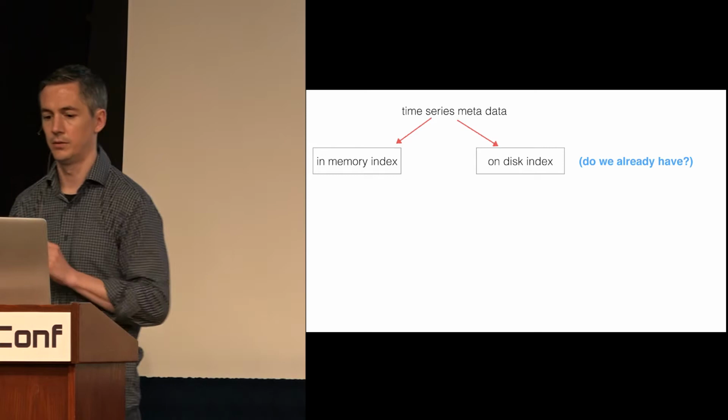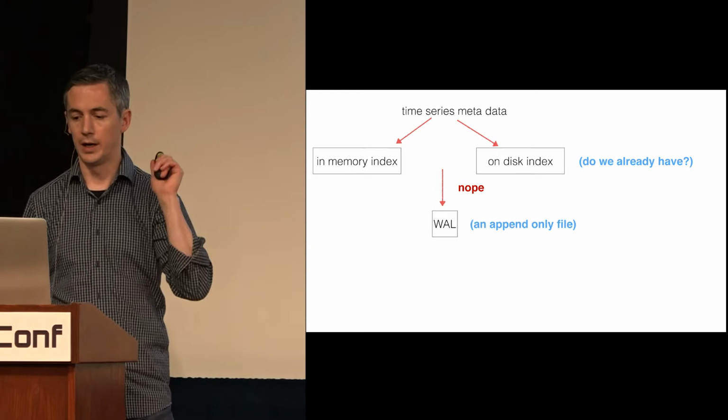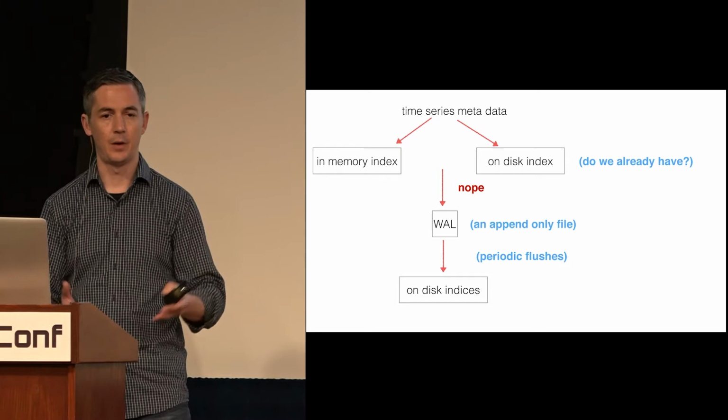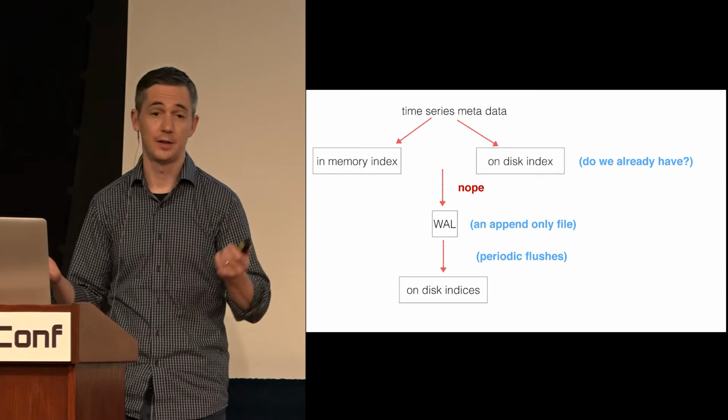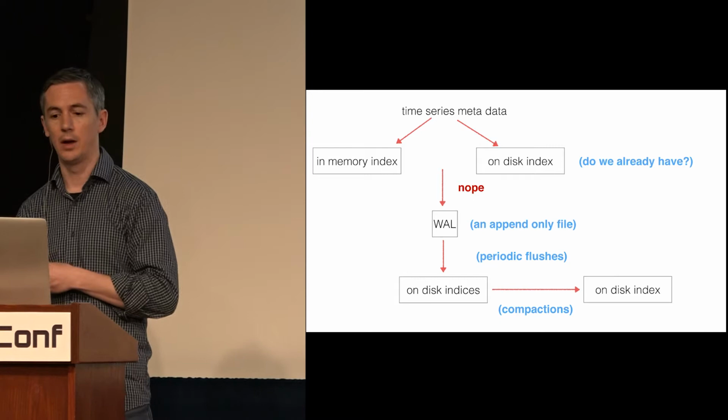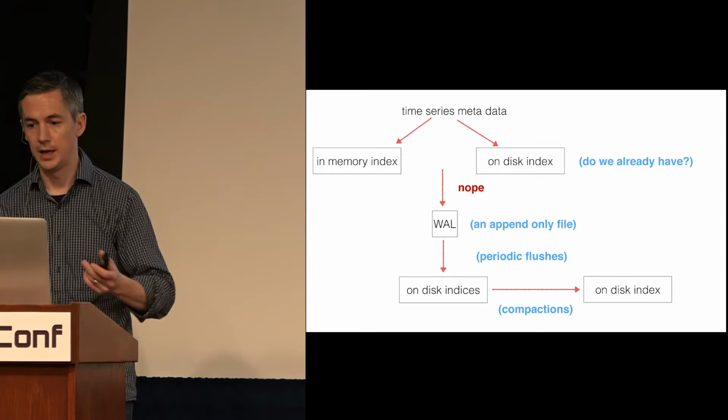But if we don't have it, then we need to write it to a write-ahead log, an append-only file, and write it to an in-memory index, and then periodically that WAL will get flushed out to disk. So this is very, very similar to TSM, our other engine. And then there are compactions that run in the background to combine these index files into larger and larger index files. Again, just like TSM.